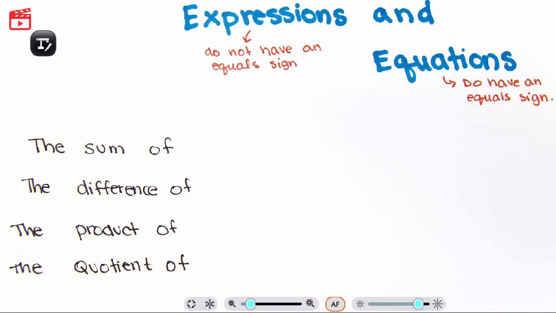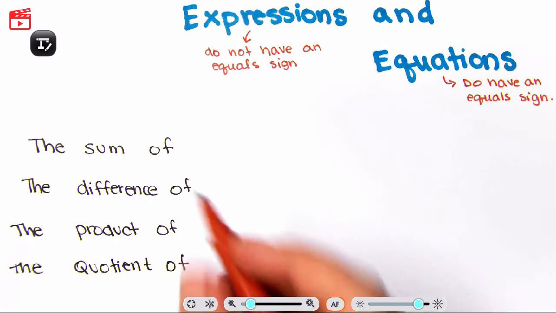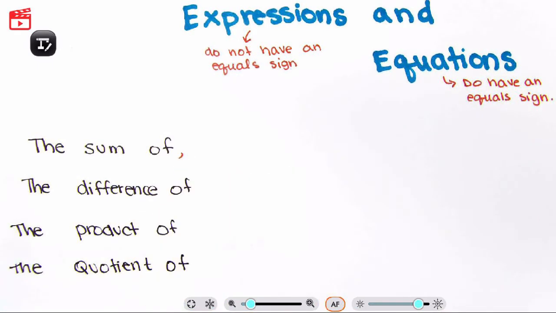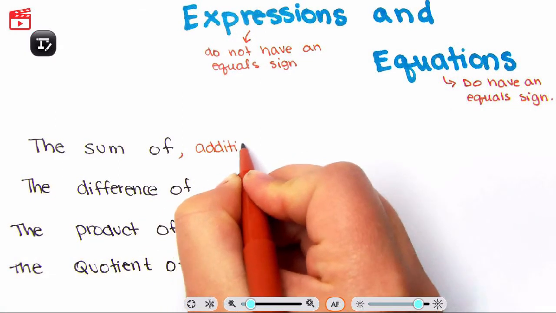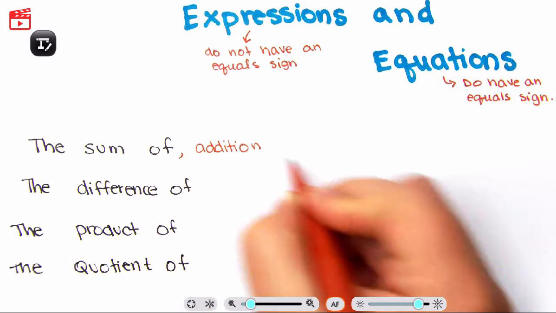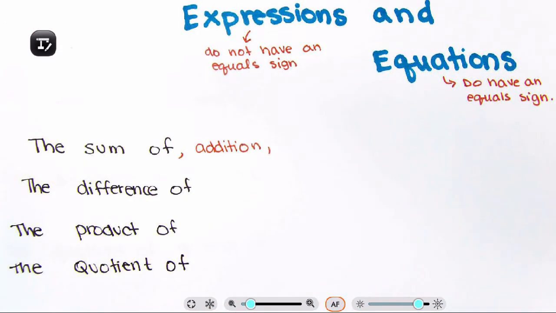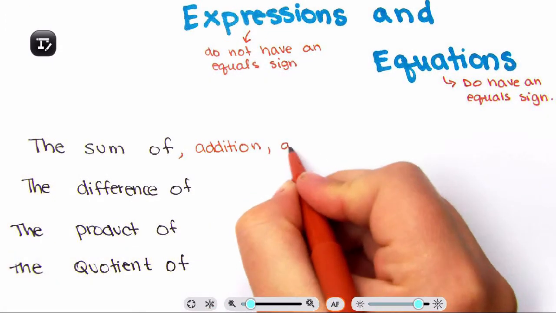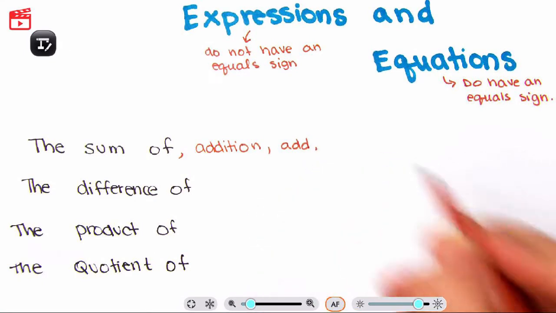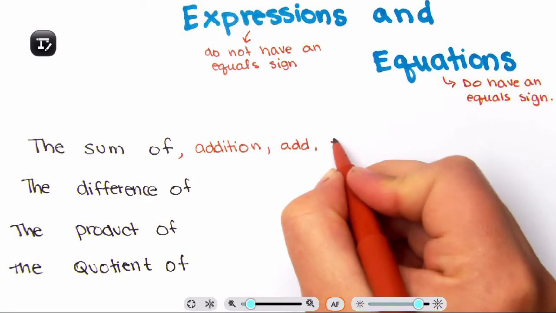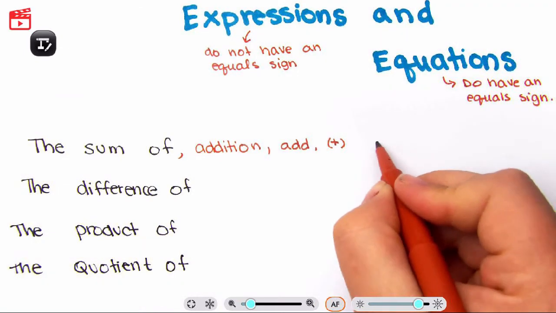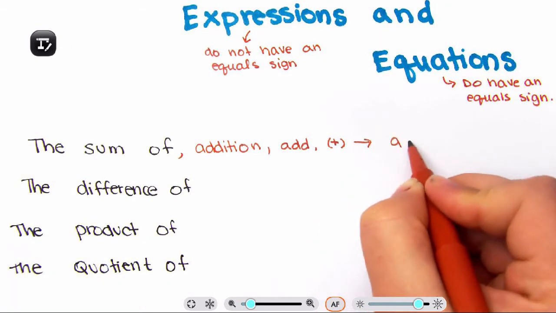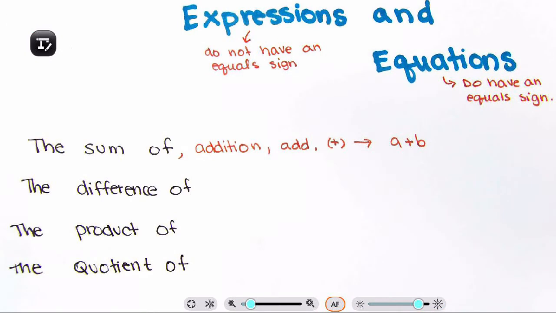For example, when you have the sum of, that means you have addition. Another way to say the sum of is addition, to add, and you're going to be putting a plus. For example, we have A plus B.